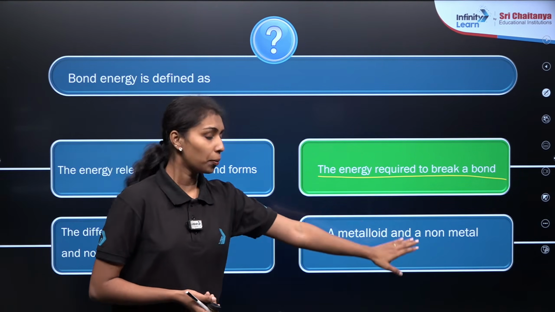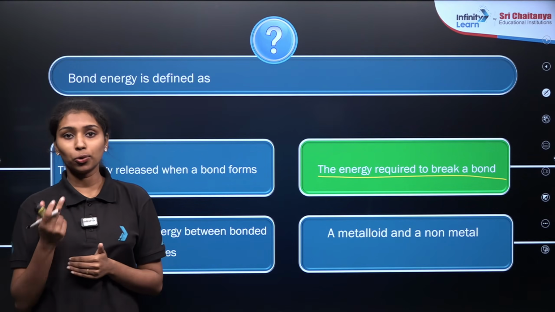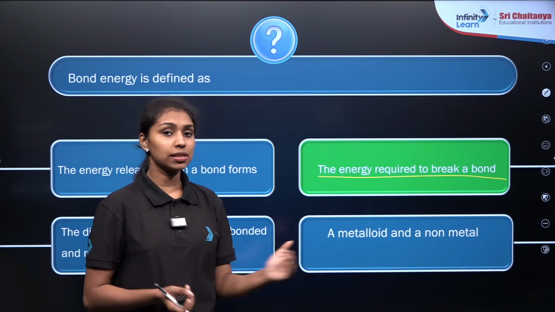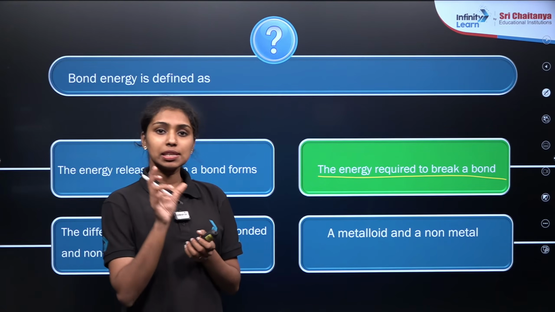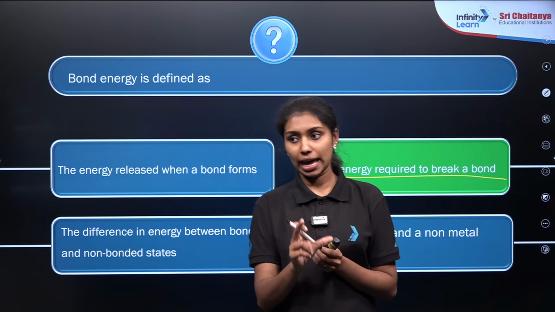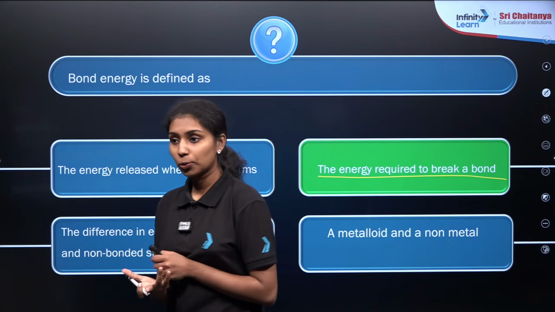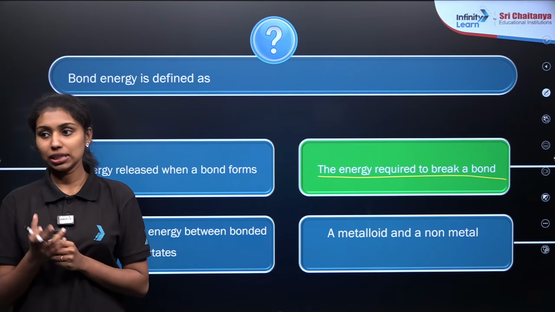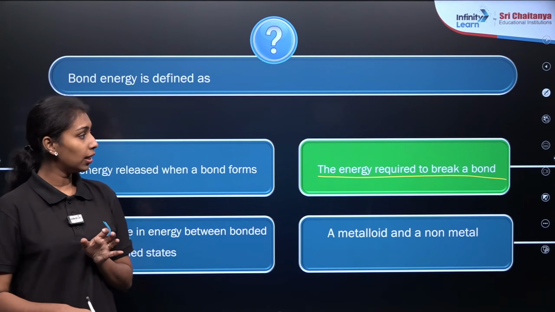The energy required to break a bond varies depending upon whether it is a diatomic molecule or a polyatomic molecule. For the diatomic molecule, it is simply the energy required to break the molecule into atoms. In the case of a polyatomic molecule, it will be the average energy of the bond dissociation happening there.